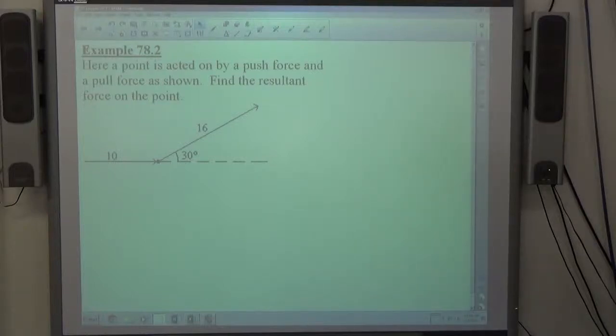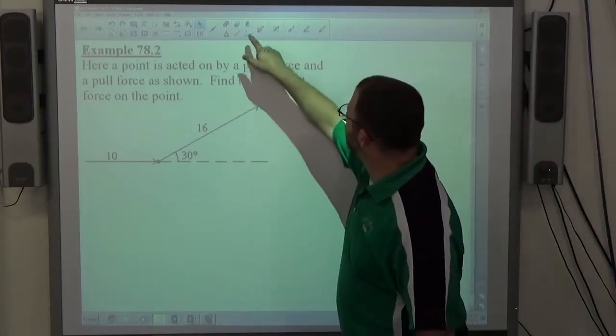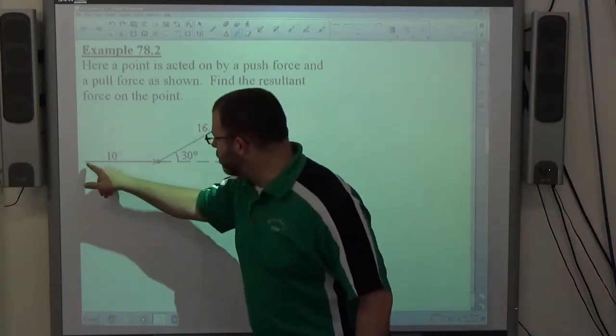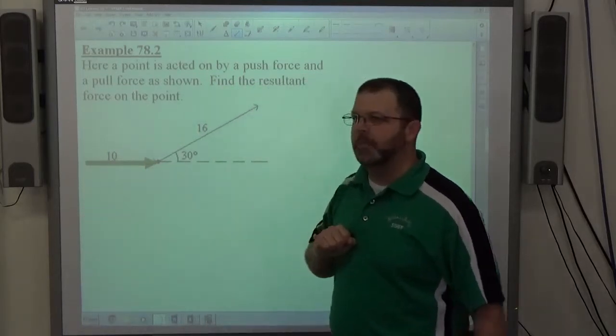All right, example 2. Here's a point acted on by a push force and a pull force as shown. Find the resultant force on the point. So what we have here is a push vector, magnitude 10, acting on that point.